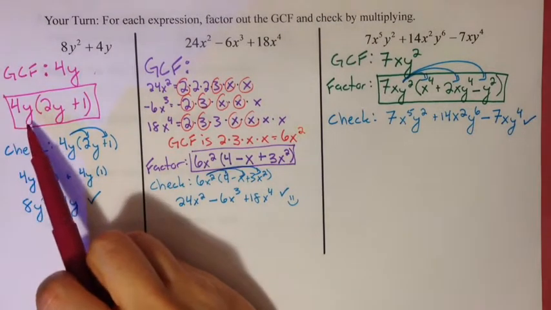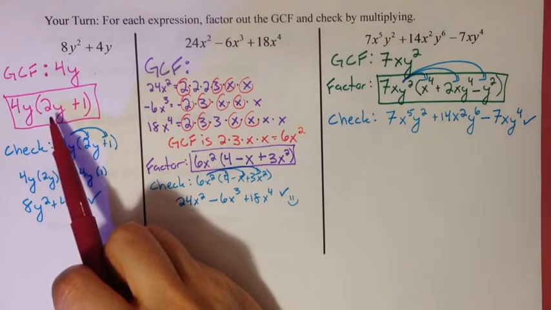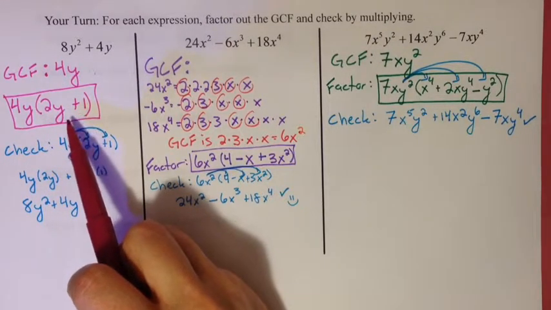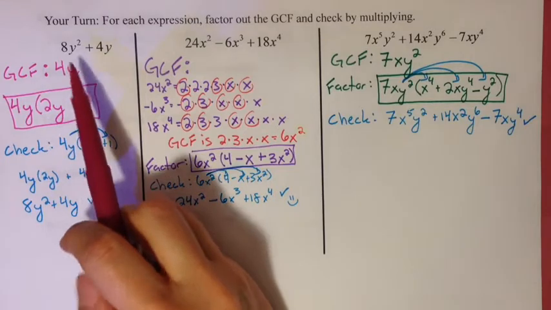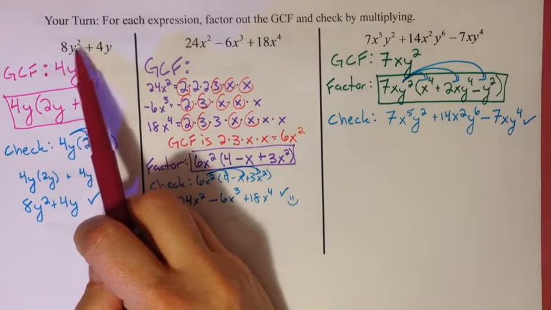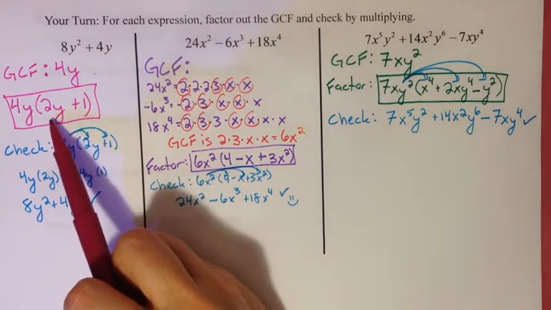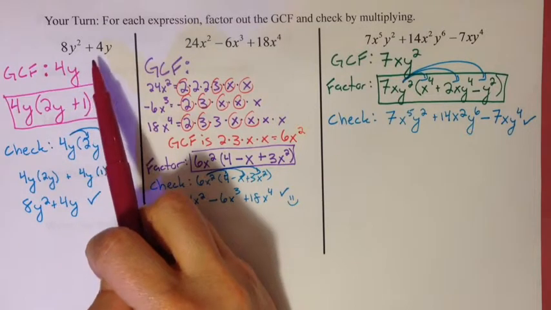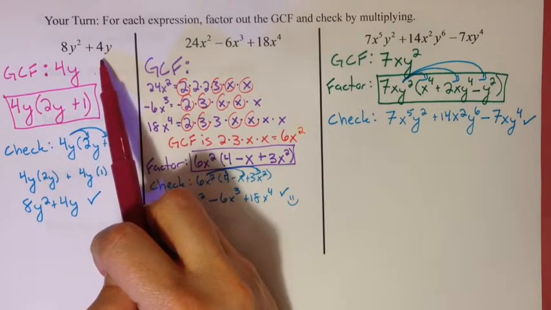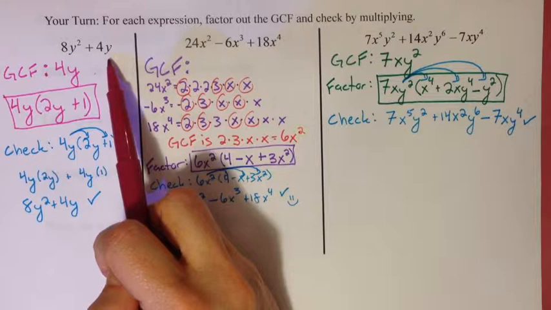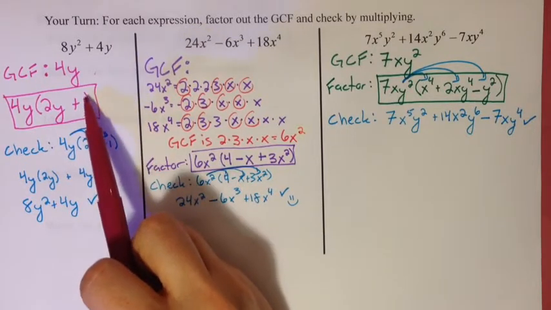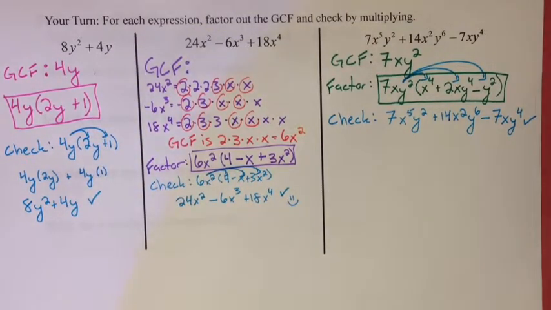So I write a 4y on the outside, and then I write down what's left when I remove it from each of those terms. If I take a 4 and a y out of 8y squared, I'm left with a 2 from the 8 and a single y. If I take a 4y away from 4y, I'm not left with really much of anything, except that I need a 1 as a placeholder, so that when I go to multiply everything back out, I'll be able to get back where I started.